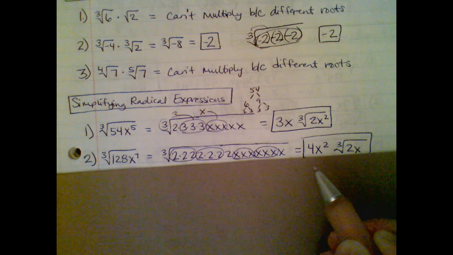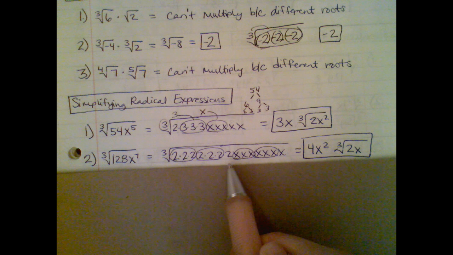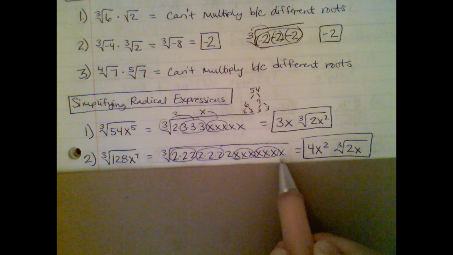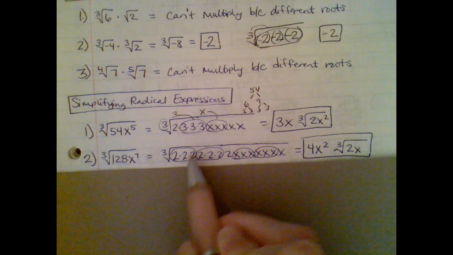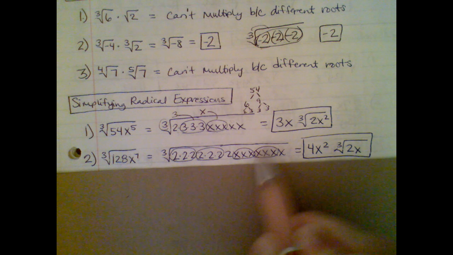This next one is another cube root, so we have to break it down, do our factor tree, and put them in groups of 3. We broke down 128. Notice how we have 7 2's when we break that down, and then we have 7 x's. We're putting them in groups of 3, so we have one group of 3 here, one here, one here, and one here.